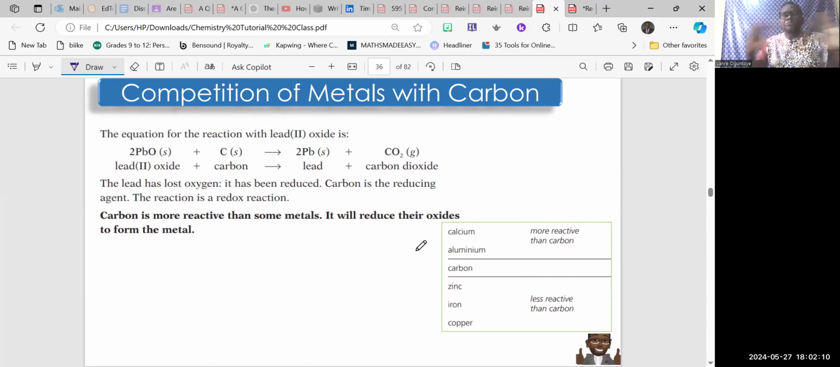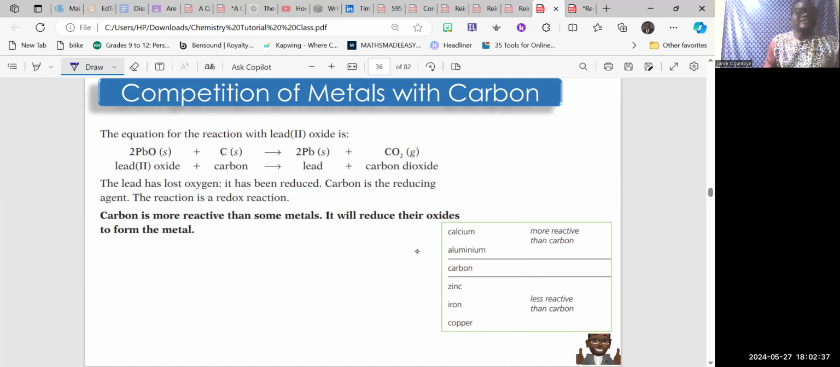So I will explain quickly competition between metals. What are the competitions we have between metals? Metals compete with carbon, metals compete with metals for oxygen, and metals compete in ions. I'll repeat: metal can compete with carbon, metal can compete with metals for oxygen, then metals can compete in solution. That means in aqueous form.